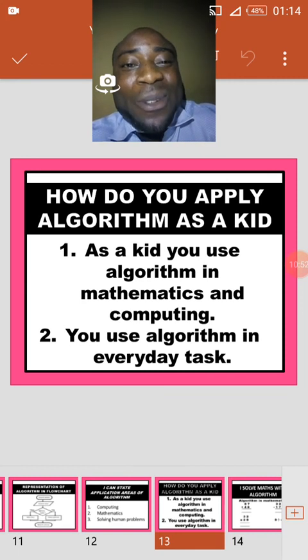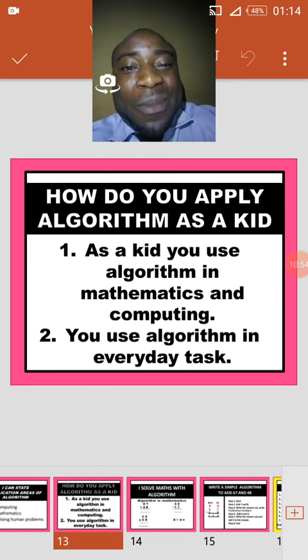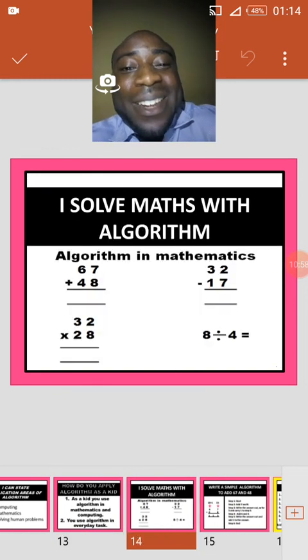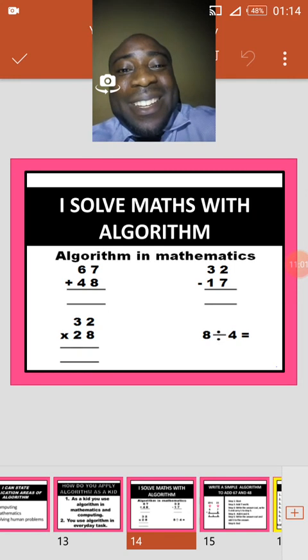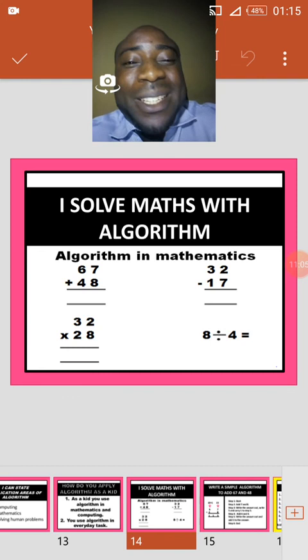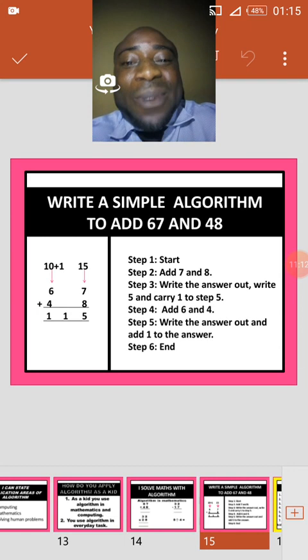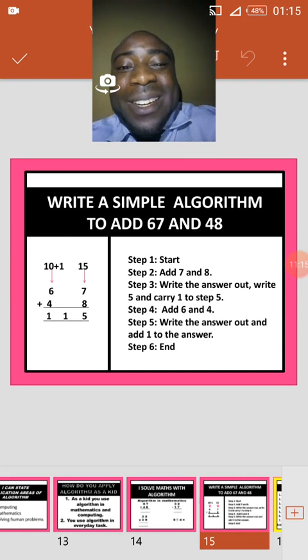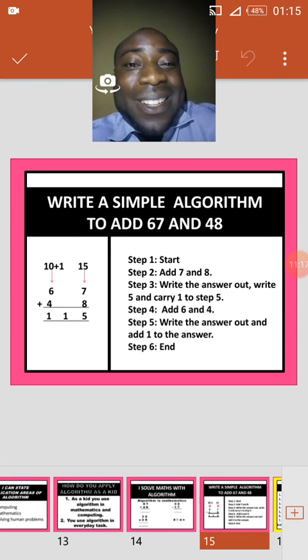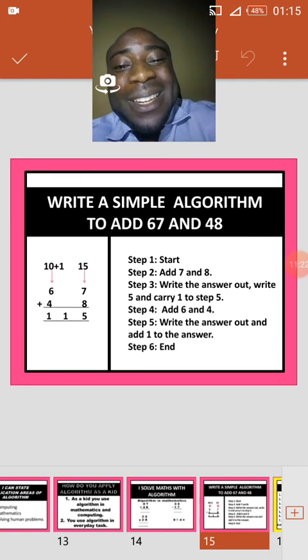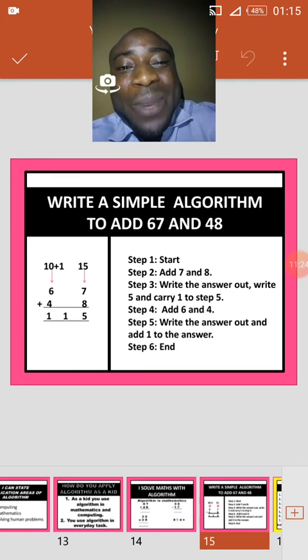Now we are going to do a simple algorithm. Now look at this mathematics. If you have to solve this maths with algorithm, what do you think it will look like? So let's solve it together. Now look at the board. Look at the left side and the right side. The right side is algorithm using pseudocode, and the left side is pure maths.